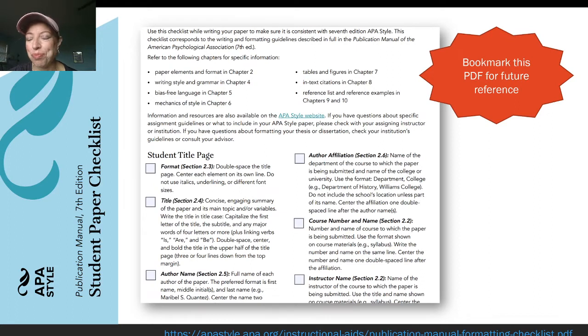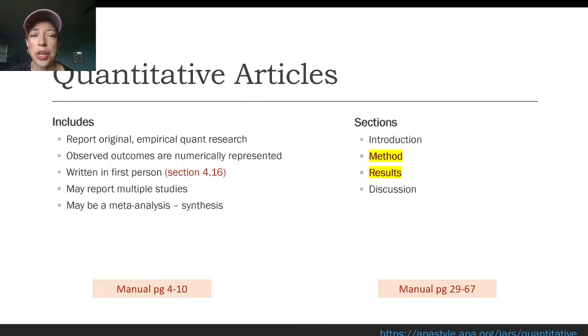And there's a checklist, there are a lot of great resources for formatting. And we are not going to focus very much on the citations of journal articles and other sources. We're going to focus on things that pertain to the quantitative. So whether it's a report or a project for this class, if we have numerical outcomes or numerical information, we want to write in the first person. And you can report other studies or you can do a meta-analysis. All of that is covered here.